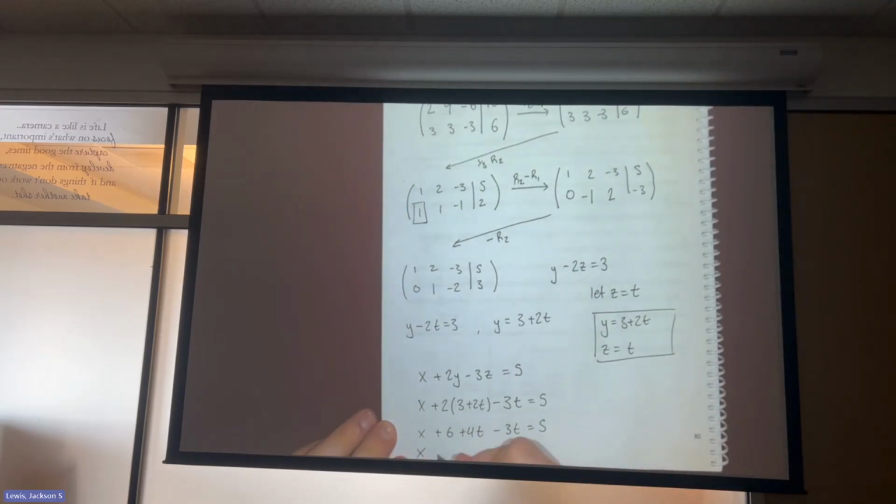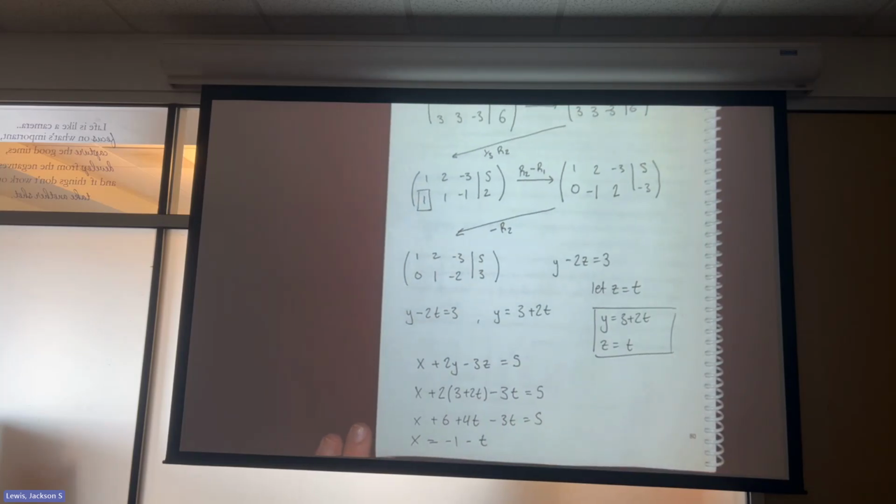X, I can move everything over, equals, this is a 1t, and this gives me a negative 1. So negative 1 minus t. 5 minus 6 is negative 1. 4 minus 3 is 1. I move it to the other side, I get a negative.